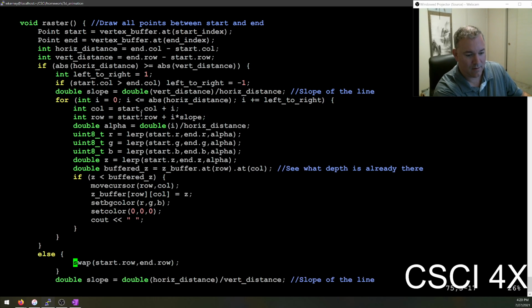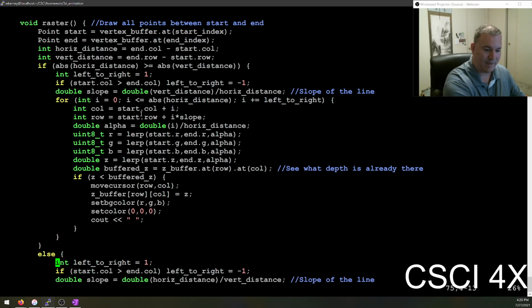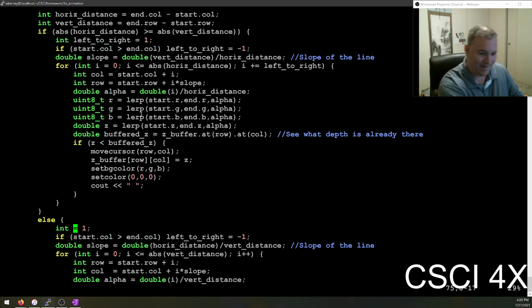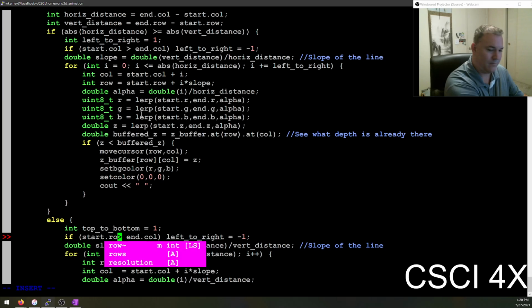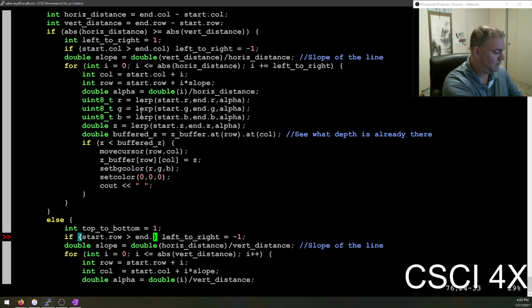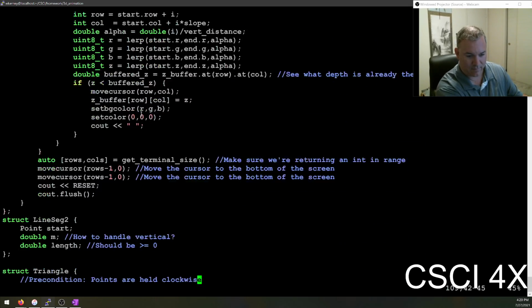Let me do the same down here. That's what happens when you find a hack and you want to stick with it. We'll call this one topToBottom equals 1, and if the starting row is bigger than the ending row, then we have to go bottom to top. topToBottom equals -1. i += topToBottom, and then let's do the line rasterization again.